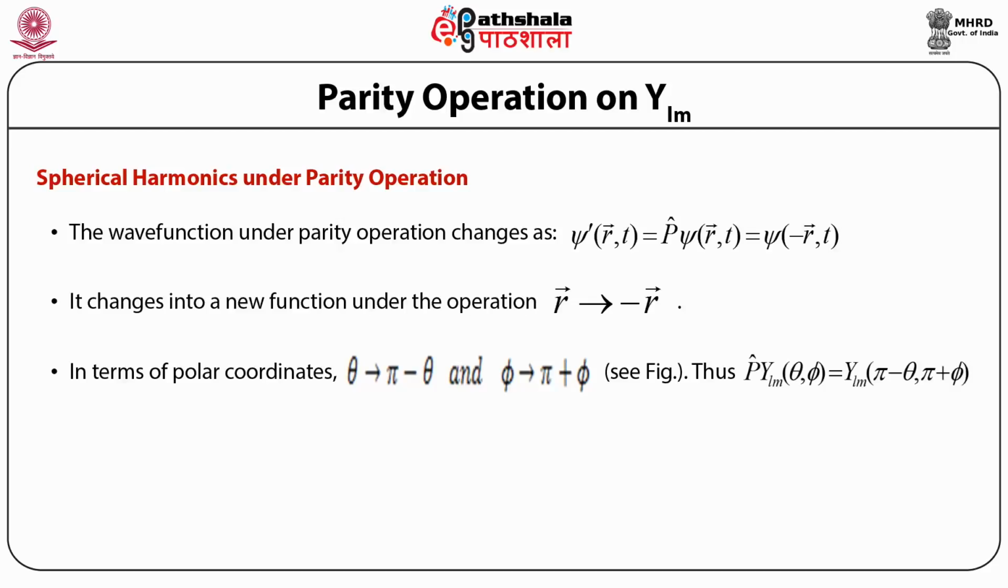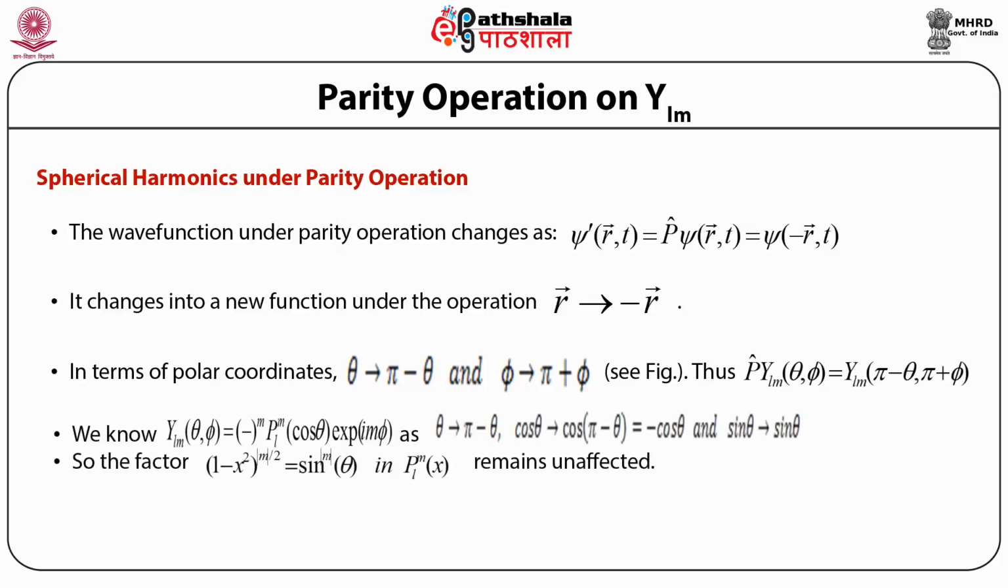Now, we know that the spherical harmonic Y_L^M(theta, phi) is represented in terms of the Legendre polynomial as (-1)^m times P_L^m(cos theta) times e^(i m phi). Now, as theta goes to pi minus theta under parity operation, cos theta will go to cos(pi minus theta), which is equal to minus cos theta, and sin theta will go to sin theta only. That means sin theta under parity operation will remain unchanged.